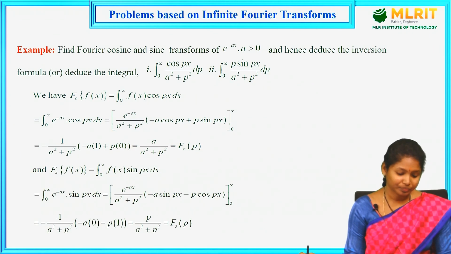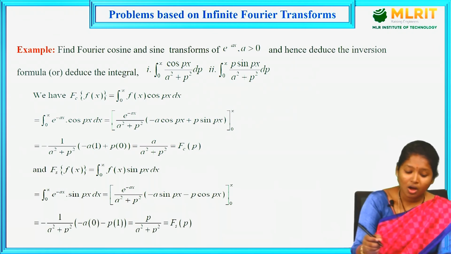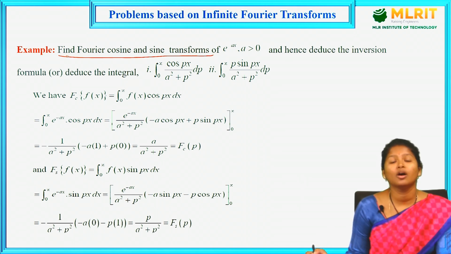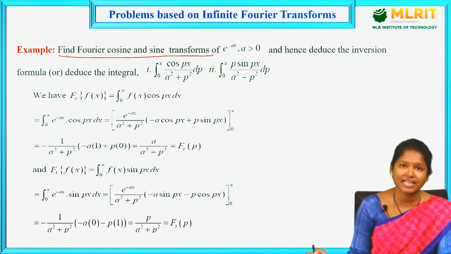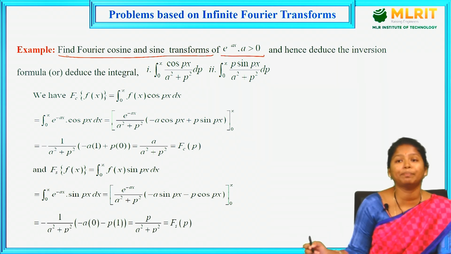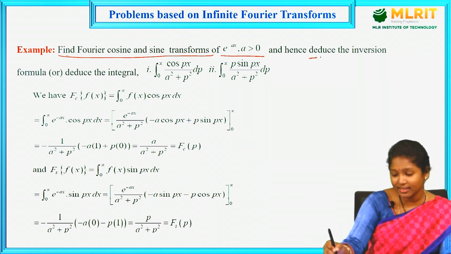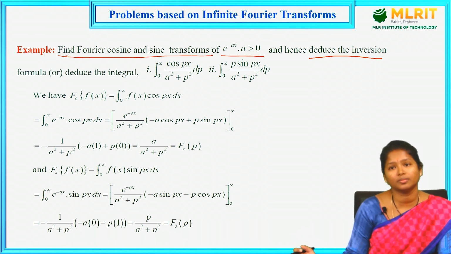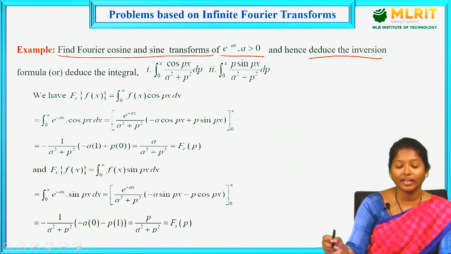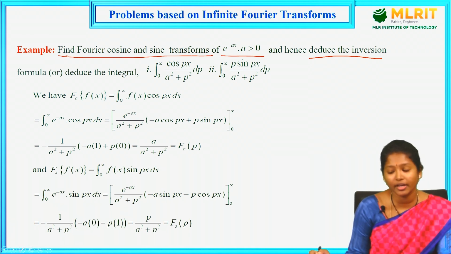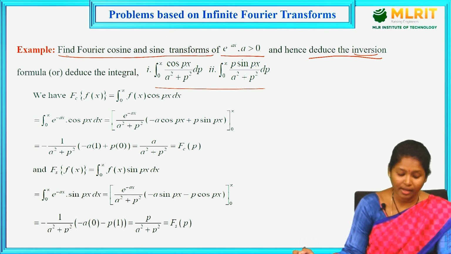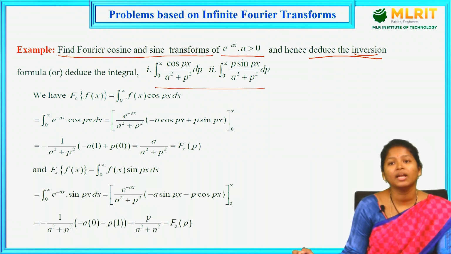The first example is: find the Fourier cosine and sine transform for the function e power minus ax, and hence deduce the inversion. I already discussed earlier that if the problem says deduce or evaluate, we have to find the inversion of the given function. First we will find the Fourier transform. Next we will find the inverse of that Fourier transform.